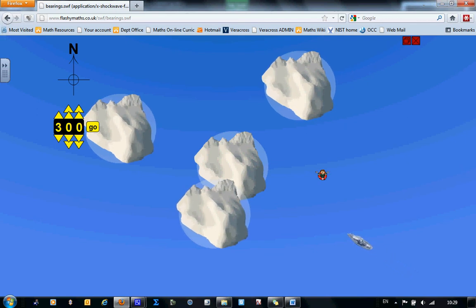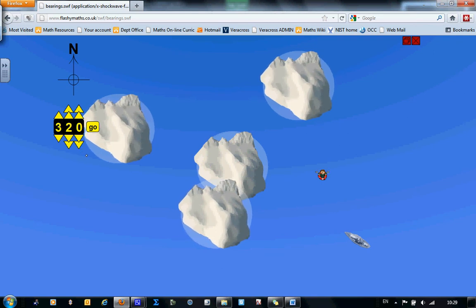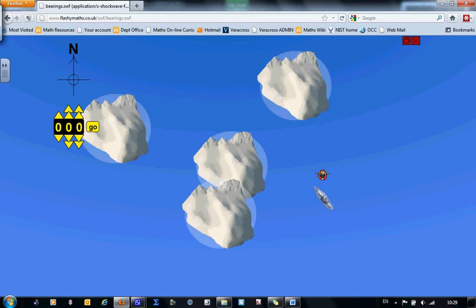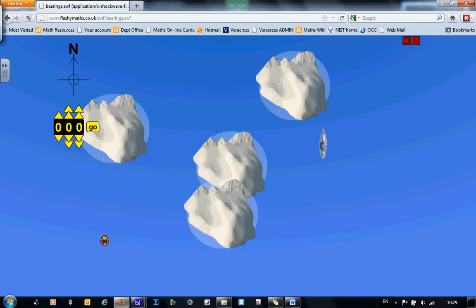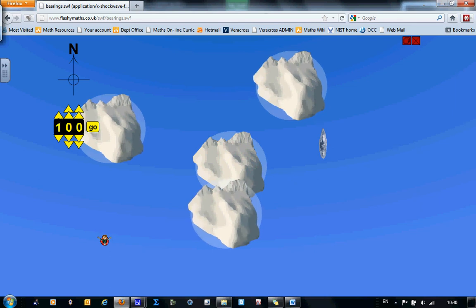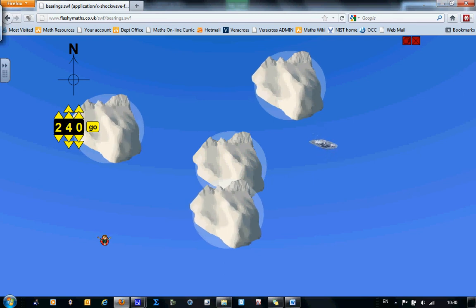Okay. Now, obviously as I've moved, the bearing has moved slightly now. It looks like it's north, so I'm going to go for 0, which is right. Now this guy is on the other side of the iceberg. So we have to get round the iceberg or this might happen. Watch what happens if I just do, say, 240. And I'll do 240 again. And clearly that's what happened.